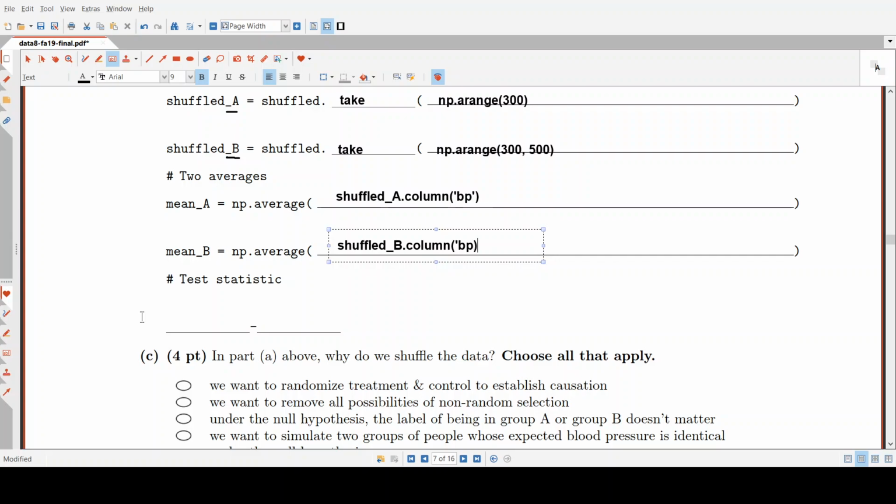So, a similar thing. Okay, so now the last thing is our test statistic, and the question says it wants our test statistic to be the mean of A minus the mean of B. And so we have those two variables right here, so we can just say mean A minus mean B. And we'd be done with this part.